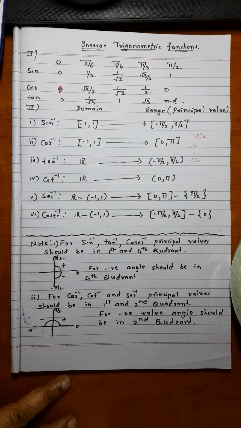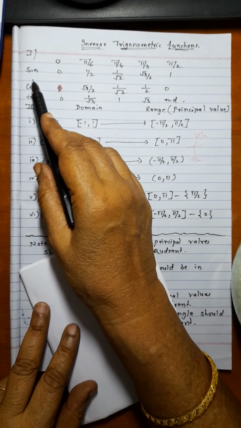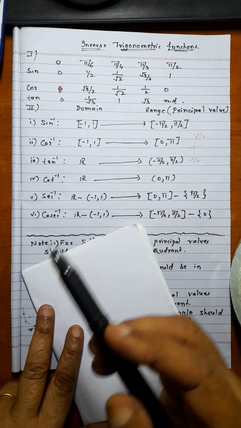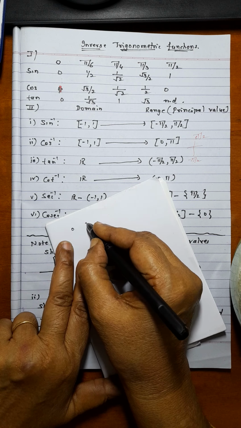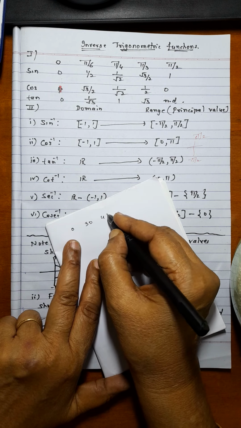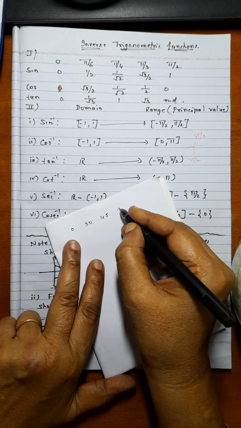Before starting inverse trigonometrical functions, I will have to explain a few things. First thing, you should know the values of sine, cos and tan in the first quadrant. Now how to remember these? You know the values at 0 degrees, 30 degrees, 45 degrees, 60 and 90. Always we are using them. Now to remember, I'll tell you one easy trick.